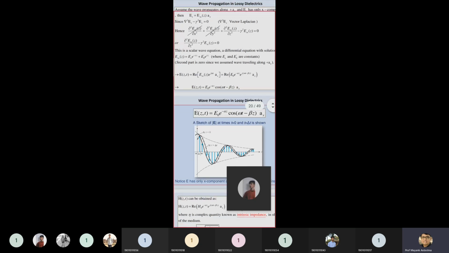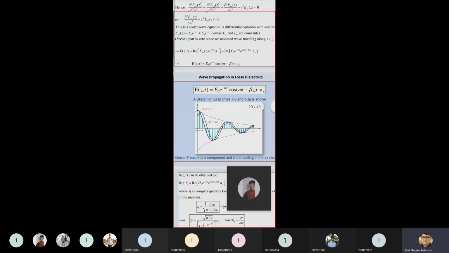So if I replace the value of Ez in terms of e raised to minus alpha z plus j beta z. Why is it necessary? Because we are considering the wave moving in a positive z direction. That's why you have to consider E0 e raised to minus gamma z. So if I combine these two parameters and separate out the real part as well as the imaginary part, then finally you get the equation E0 e raised to minus alpha z cos omega t minus beta z ax.